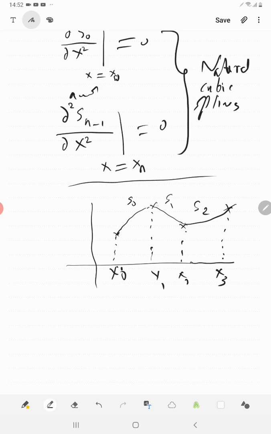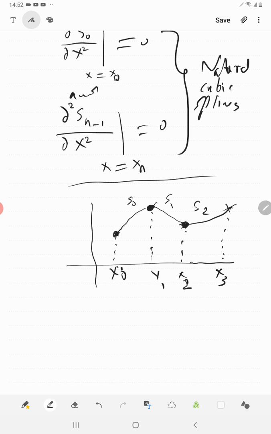At this point here, we want the first derivative of S0 equal to the first derivative of S1, and the second derivative of S0 equal to the second derivative of S1. That's 2 equations. For the intersection between S1 and S2, we need another 2 equations: the first derivatives of S1 and S2 are equal at x2, and the second derivatives of S1 and S2 are equal at x2. That's another two equations.